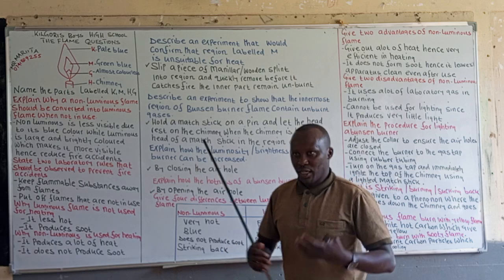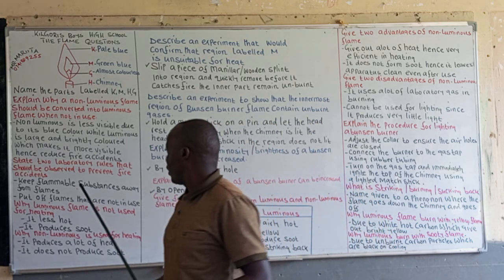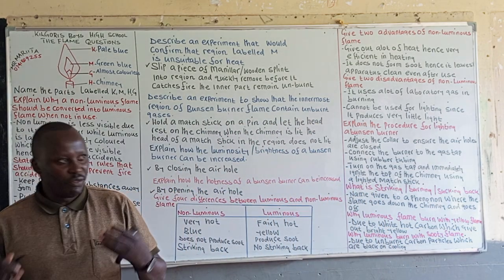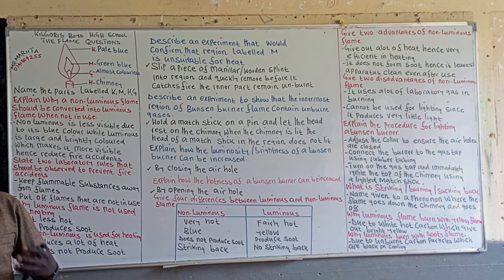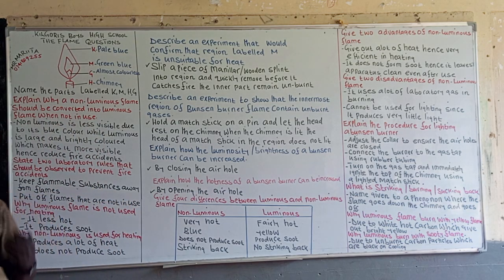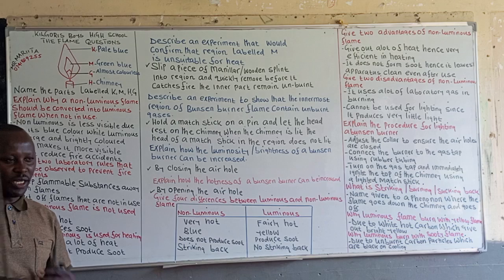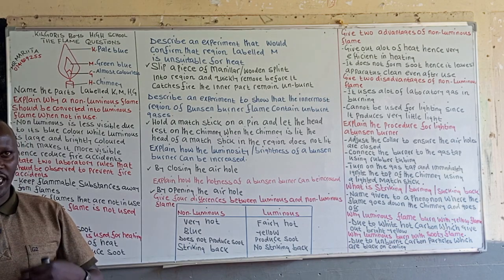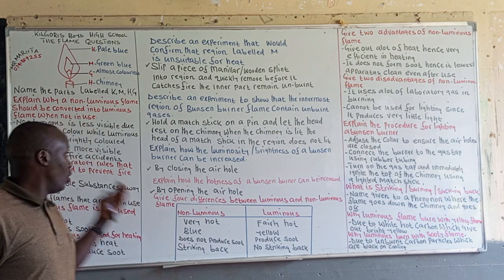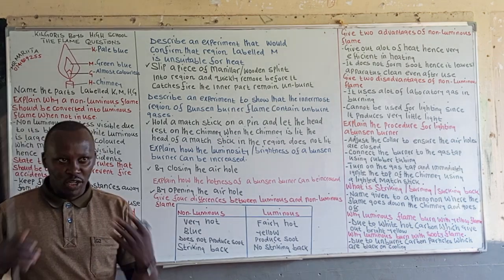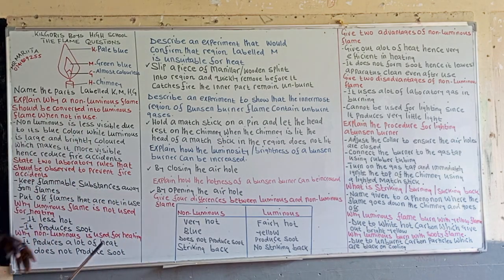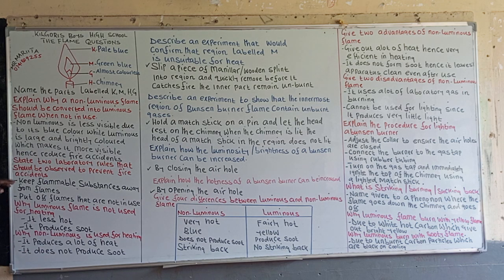Stage 2: preparatory rules that should be observed to prevent fire accidents in the lab. What are the two preparatory rules that should be observed to prevent fire accidents in the lab? Normally in this case, you just keep the flammable substances away from fire because they can easily catch fire, and also you put off the flame when not in use. Those are some of the preparatory rules that should be observed to prevent fire accidents.